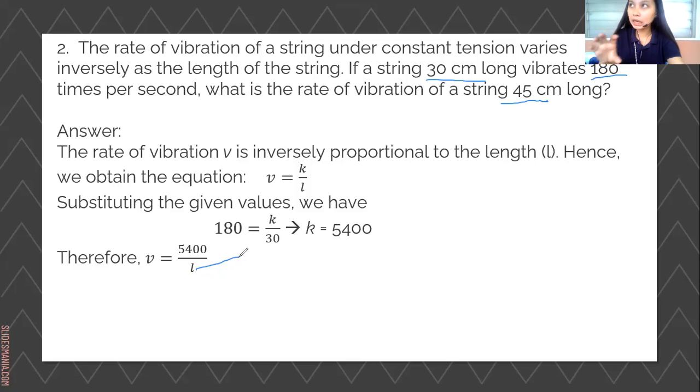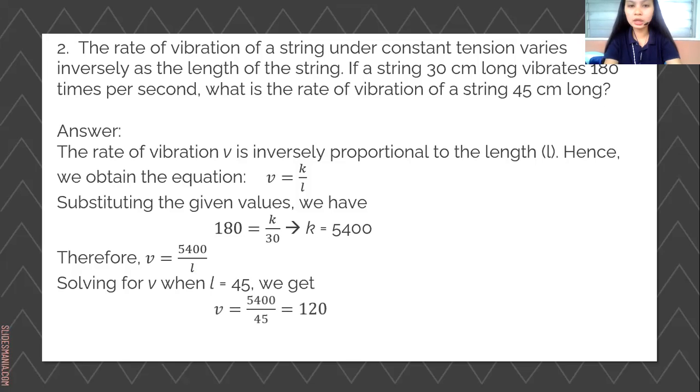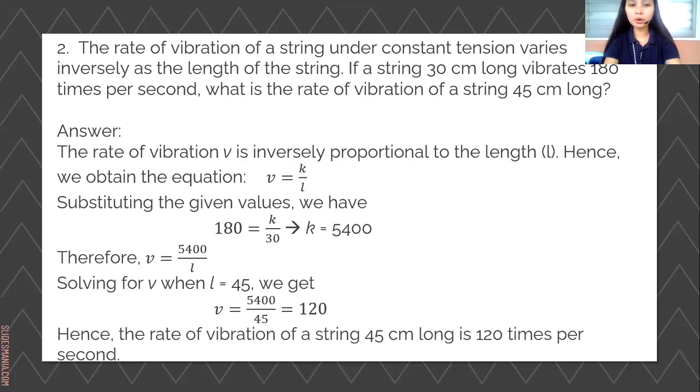Kumbaga, yung pinaka nasa question po natin, yung hinahanap natin, yung L natin will become 45 cm po. Okay? So andito naman siya sa next slide natin. Sorry. So substitute. 5,400 divided by 45 is 120. So, therefore, the rate of vibration of a string 45 cm long is 120 times per second po. Okay? So kung 45 cm long daw yung length ng string niya, 120 times per second po yung rate ng vibration niya po.